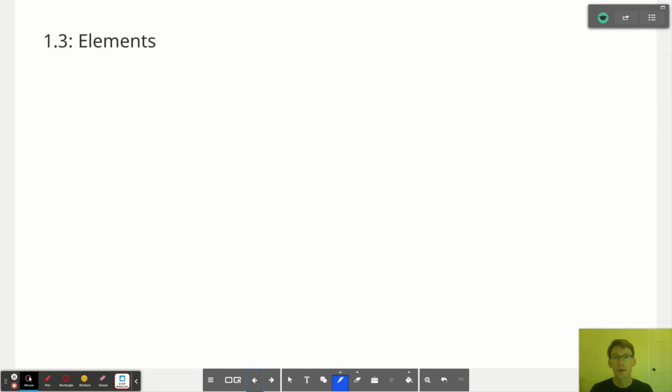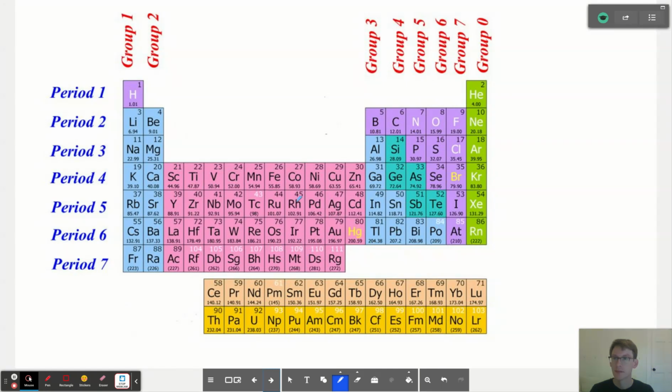In this video, we're going to learn a little bit about the elements. So here's the periodic table. First thing you need to know about the periodic table is that the periods are these horizontal rows. So hydrogen and helium are in period 1. Period 2 has lithium, beryllium, boron, carbon, nitrogen, oxygen, fluorine, and neon, etc., etc.